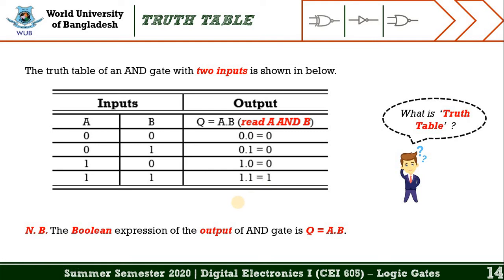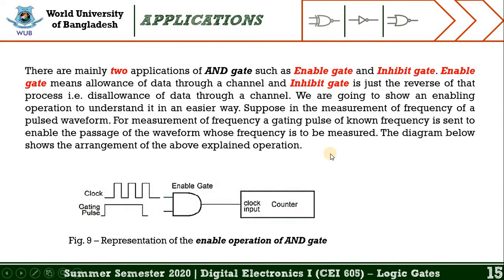Well, now a question may arise in your mind: what is a truth table? Before going to the overview of the truth table, we may learn the applications of the AND gate. So let's start. There are mainly 2 applications of the AND gate, such as enable gate and inhibit gate. We already know this fact. Enable gate means allowance of data through a channel, and inhibit gate is just the reverse of that process, that is disallowance of data through a channel.